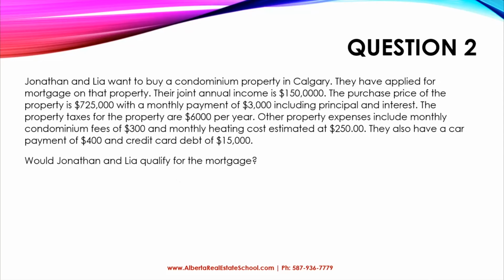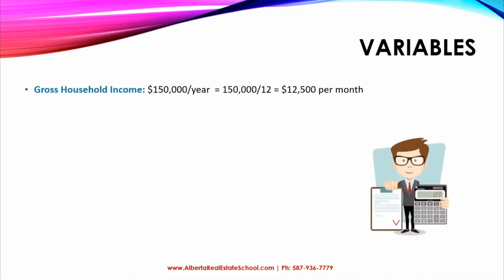So let's take a look. First off, we'll take a look at the variables that we need. Here the total household income is $150,000 for the year, so we have to convert that into monthly amounts. We divide $150,000 by 12 to get $12,500 for the month. Their mortgage payment, which includes principal and interest, is $3,000 per month.